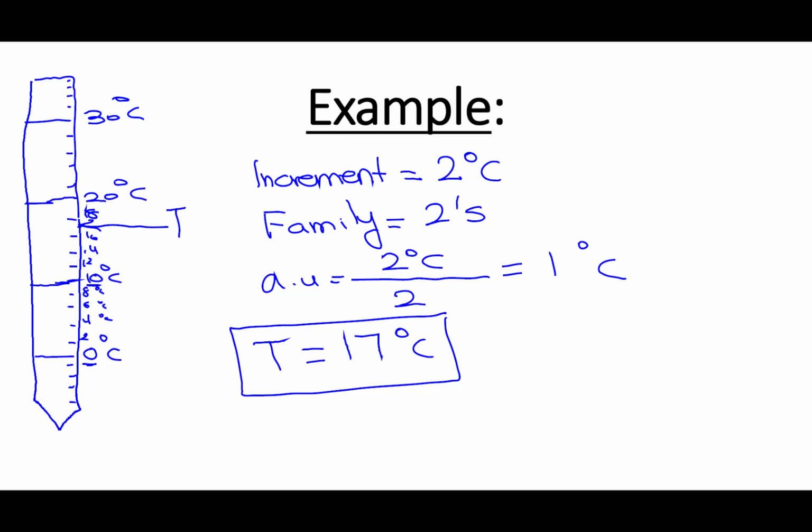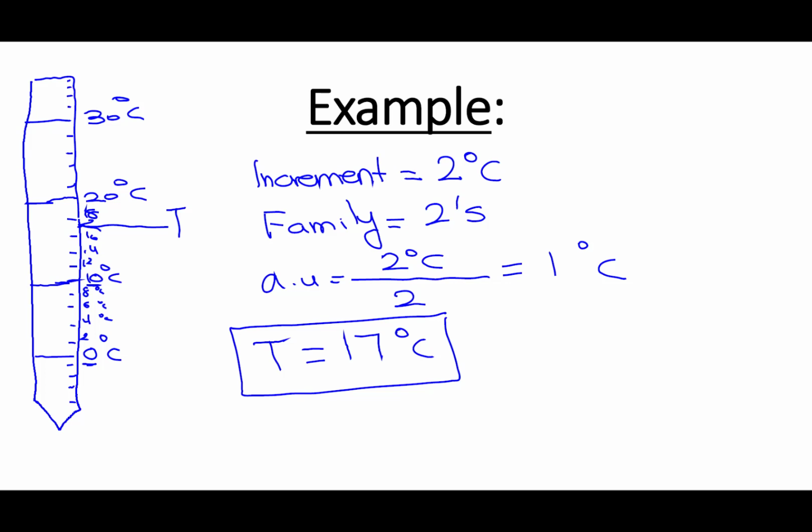Okay? Then what I did first, I found the increments. Then from the increments, I looked for the family. And once I have the increments and the family, I plug them into the equation that I gave you on the previous slide, which you have to know, and I found the absolute uncertainty.